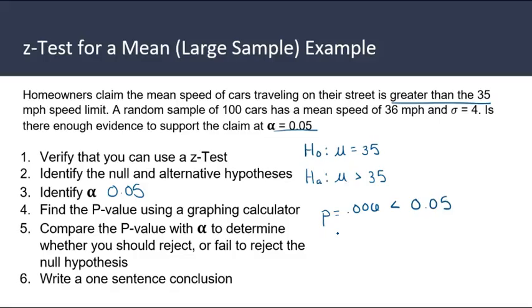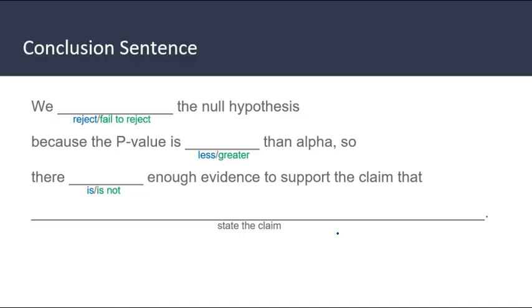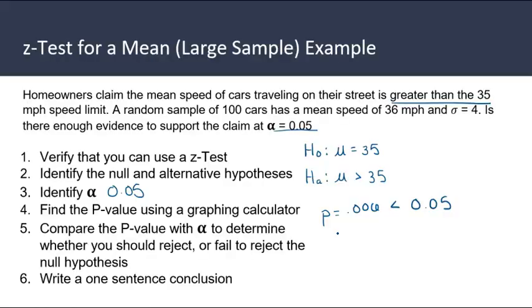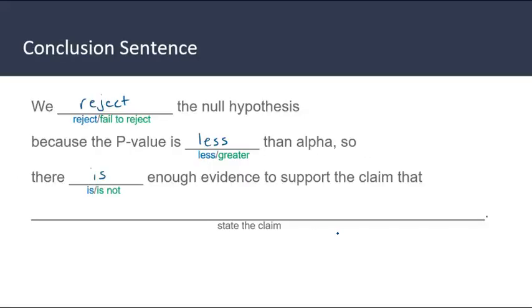All right, and so then we need to write our one sentence conclusion. It's going to look exactly like the sentence from last time. We are going to reject the null hypothesis because the p-value is less than alpha. So there is enough evidence to support the claim that, and then we need to say what the claim was in words. And the claim was that the mean speed of cars is greater than 35 miles per hour. Right, so I can always get that claim part from the sentence in the question.